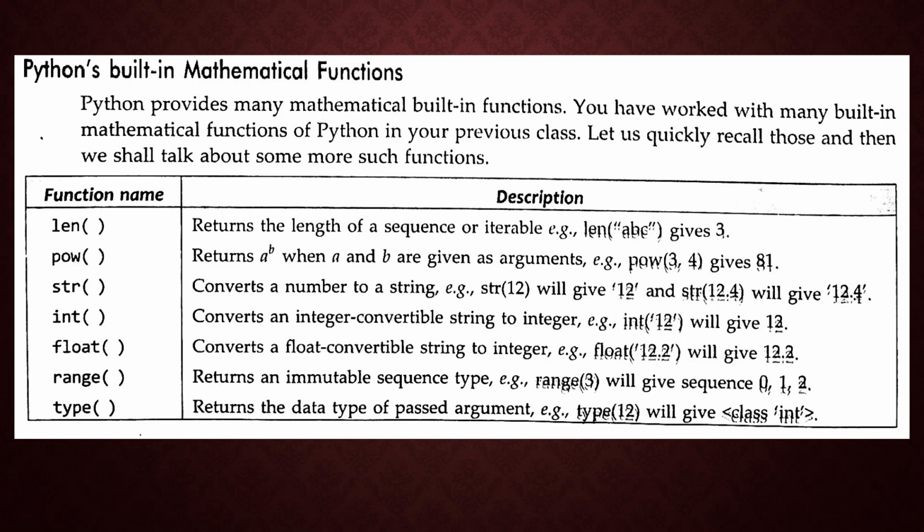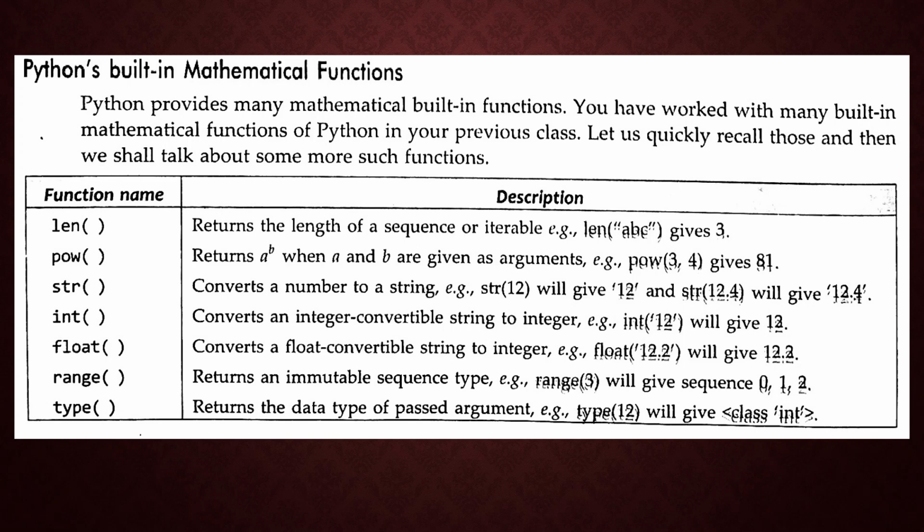It considers that particular number as a string, so '12' is a string. Int converts an integer-convertible string to an integer. Int of '12' gives 12 itself, so it will directly display 12. Float converts a float-convertible string to a floating point number. So float of '12.2' will give 12.2.